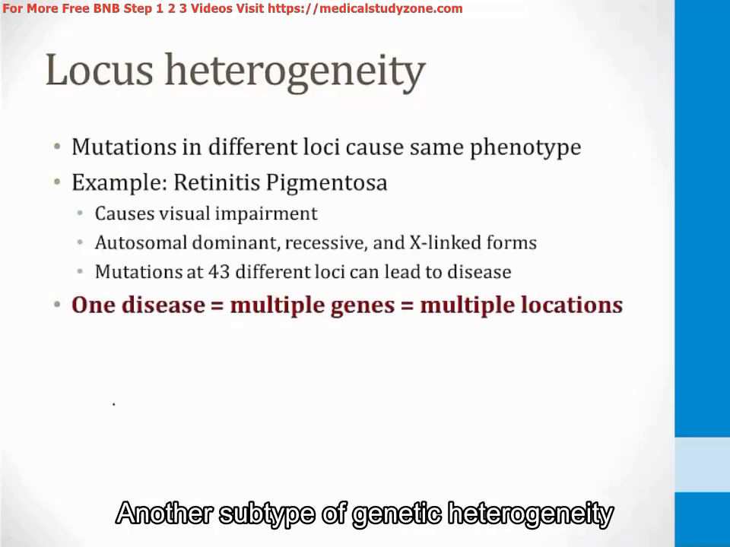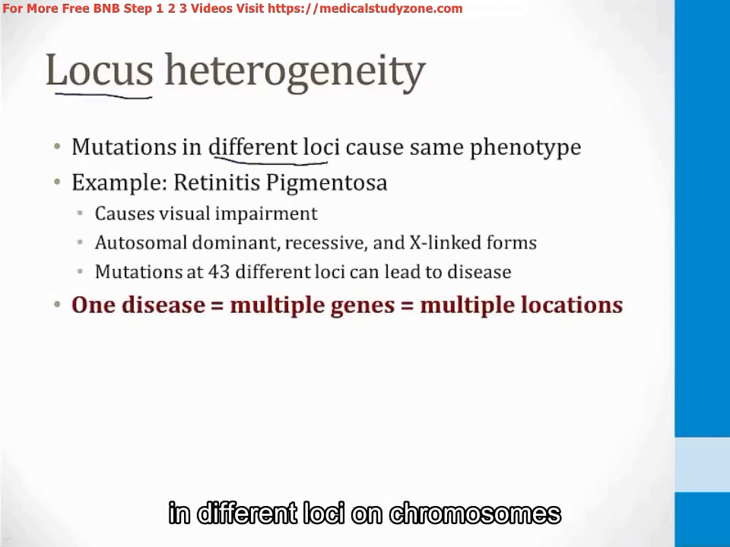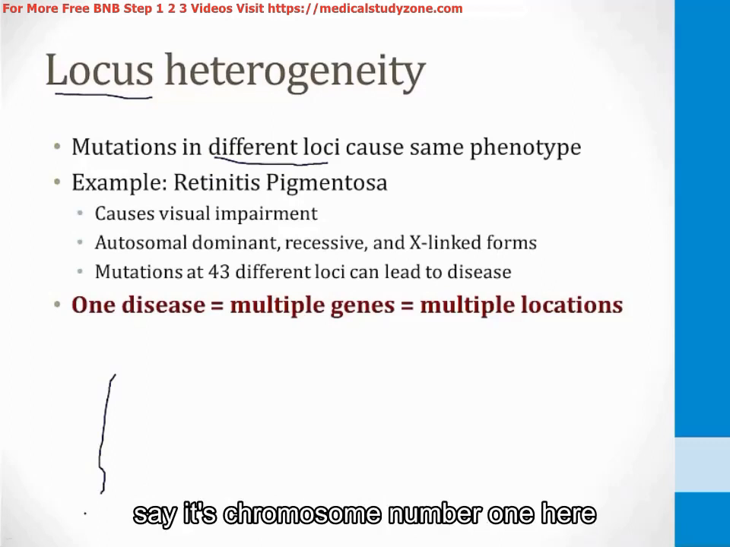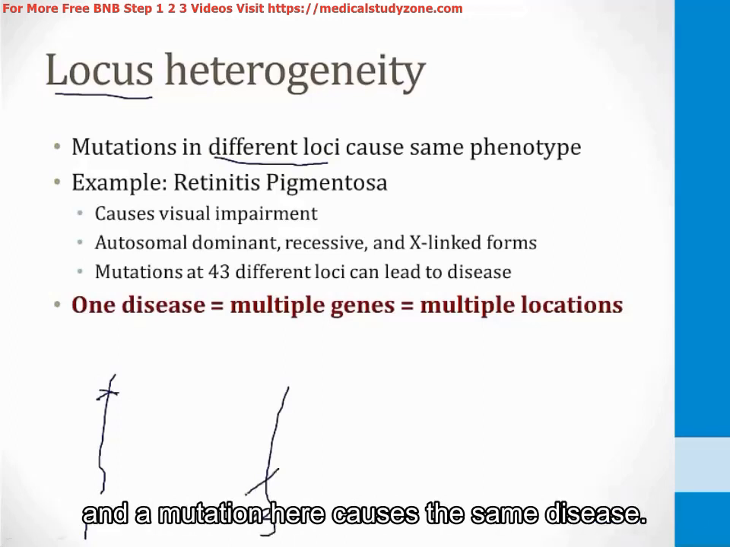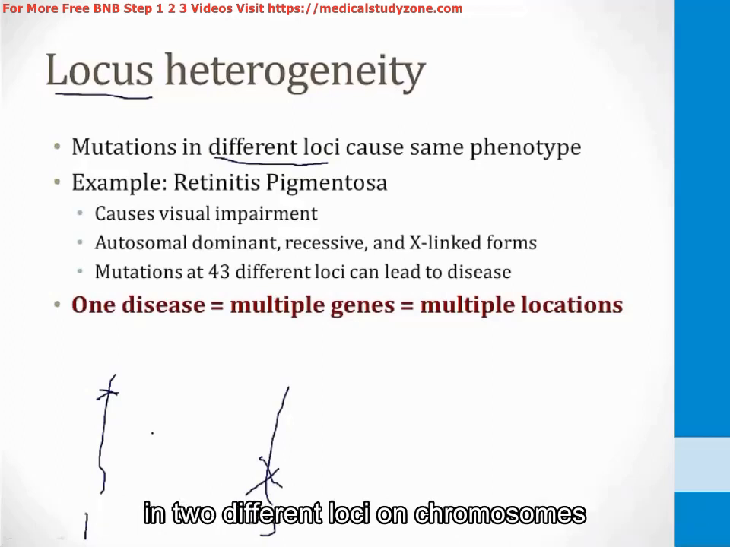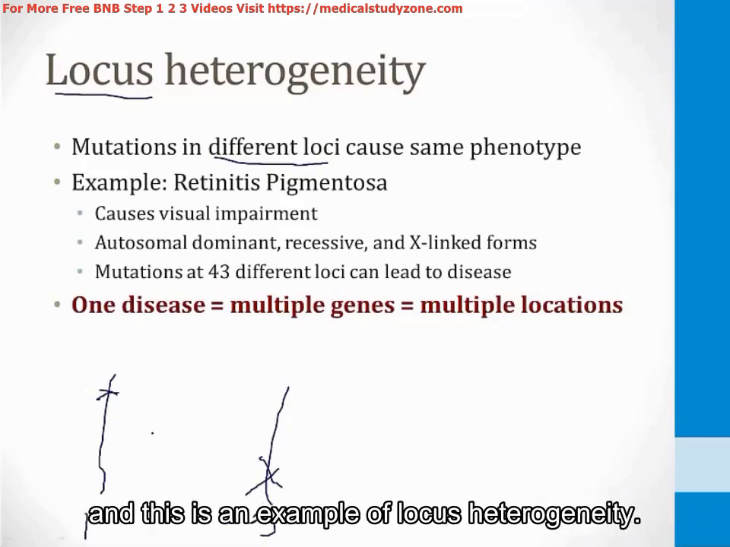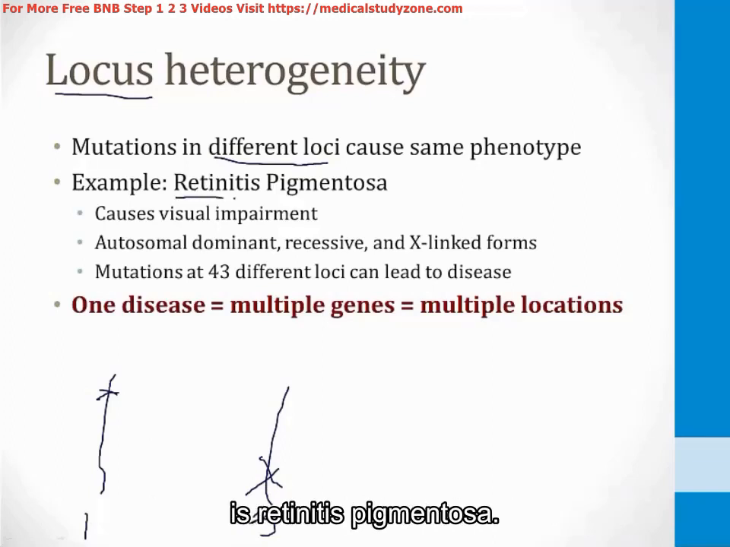Another subtype of genetic heterogeneity is locus heterogeneity. This refers to when mutations in different loci on chromosomes cause the same phenotype. So imagine that we have a chromosome, say it's chromosome number 1 here, and a mutation at this gene right here causes a disease, and then over here we have chromosome number 3, and a mutation here causes the same disease. This is the same disease coming from genetic mutations in 2 different loci on chromosomes, and this is an example of locus heterogeneity.